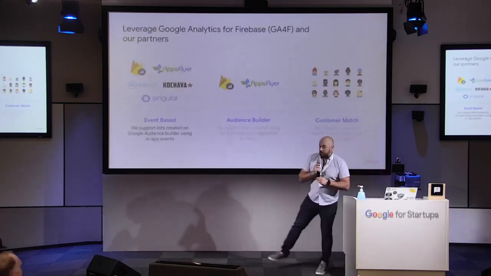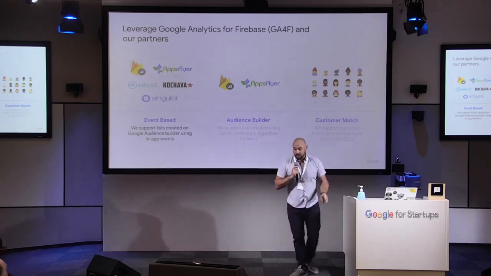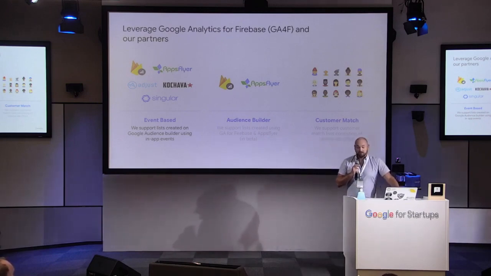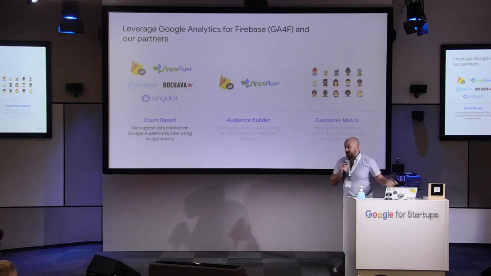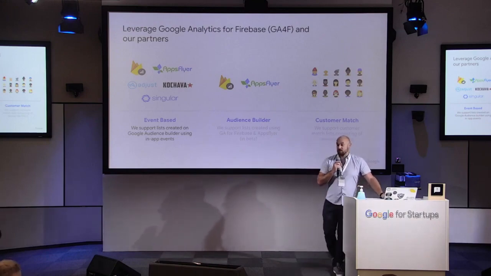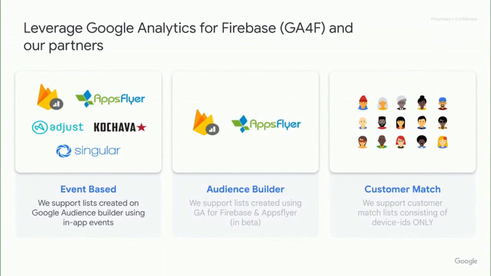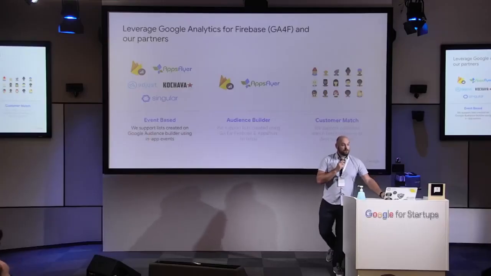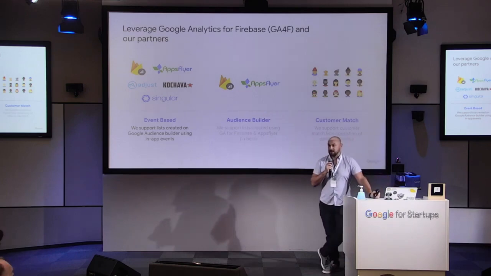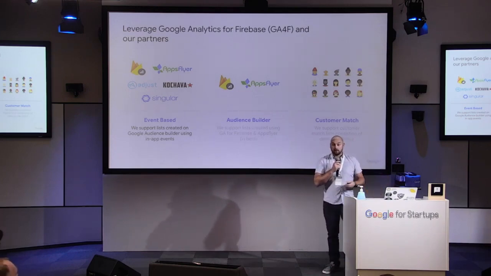Essentially, there are 3 really good ways you can build these audiences. First, event-based audiences. With any of the attribution partners, you can use in-app events, starting from Firebase, Adjust, AppsFlyer, etc. Also audience builder: lists created using GA for Firebase and AppsFlyer as well. That's in beta. Or also customer match lists. If you have device IDs, and for app campaigns it's device IDs only, those can also be uploaded. If you have any first-party data, which is becoming a lot more important nowadays, you can plug it into these campaigns. Usually, if I'm working with advertisers on these solutions, they might have a static list, let's say a 2-year-old static list, and then they try to mix it with a dynamic list as they acquire more users as the campaigns go on.